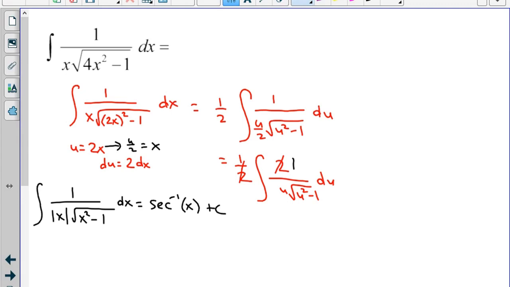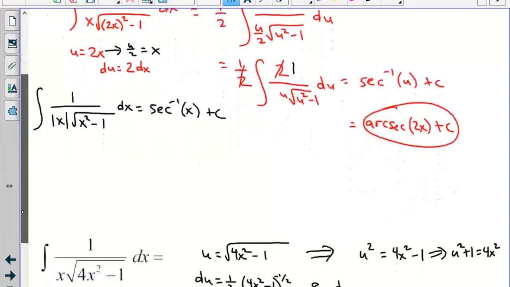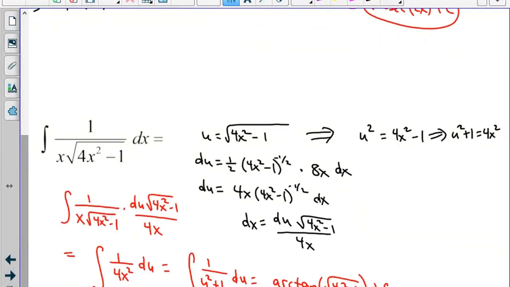So this is the integral of 1 over u times the square root of u squared minus 1 du, which is secant inverse, or arcsecant, of u plus c. That's the same thing as the arcsecant of 2x plus c. And so that's our answer. We actually could have done this problem another way. It's a lot more complicated.